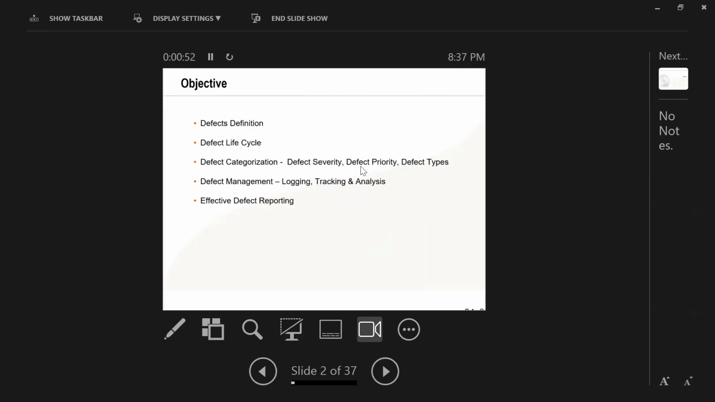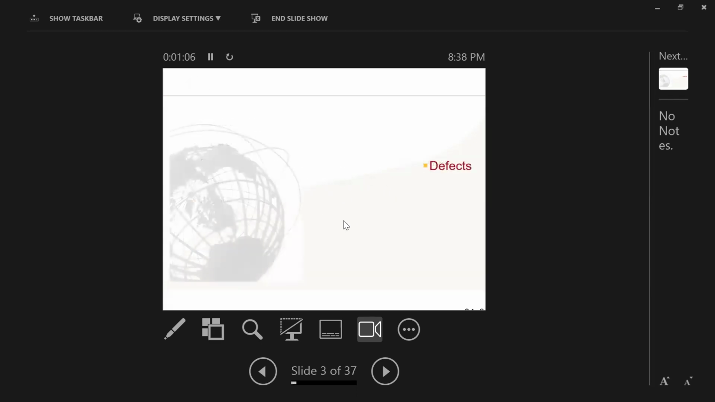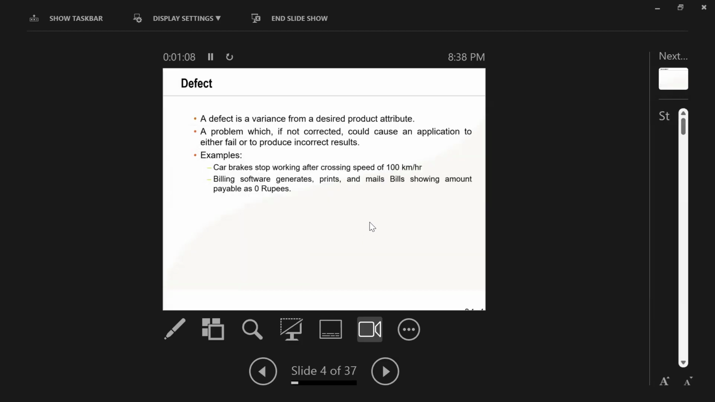What is the defect severity, defect priority, defect types, and then defect management, how we log it, track it, and analyze it. Effective defect reporting. We'll discuss all these things. What is a defect? A defect is a variance from a desired product attribute. If anything does not match the requirement, it is a defect or bug.